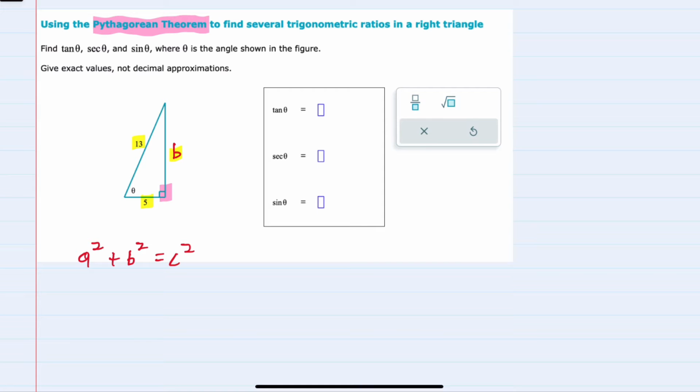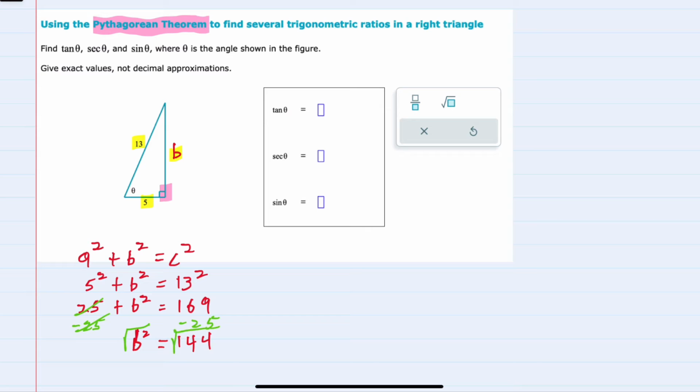The a squared is 5 squared, plus our other unknown leg, b squared, equals c squared, and c is 13. Squaring the numbers gives us 25, plus b squared equals 169. To solve for b squared, we can subtract the 25 over, giving me b squared equals 144. And then finally, to solve for b, I would take the square root of both sides.